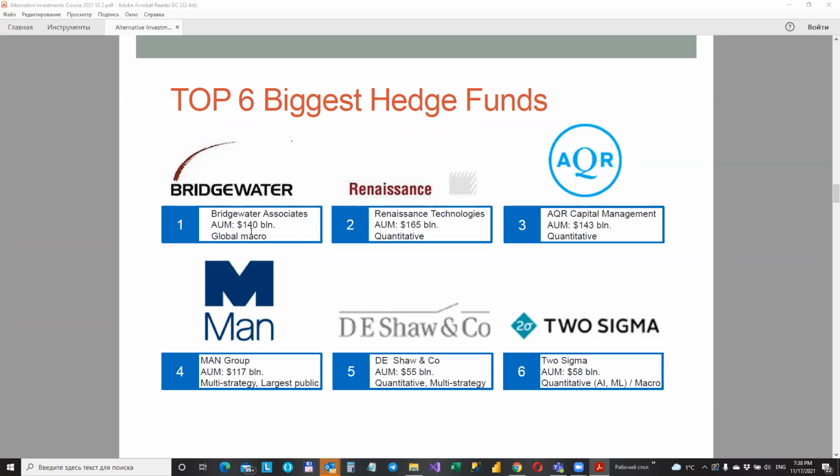Renaissance's flagship Medallion Fund, which is run mostly for fund employees, has the best track record on Wall Street, returning more than 66% annualized before fees and 39% after fees over a 30-year span from 1988 to 2018. Renaissance offers two portfolios to outside investors: Renaissance Institutional Equities Fund, REIF, and Renaissance Institutional Diversified Alpha, RIDA.